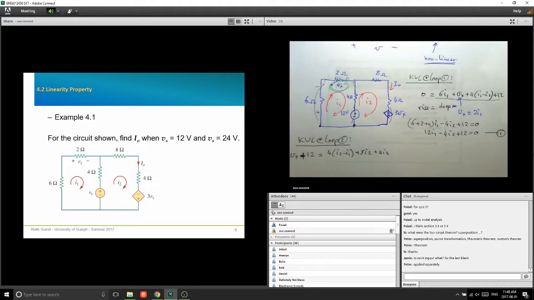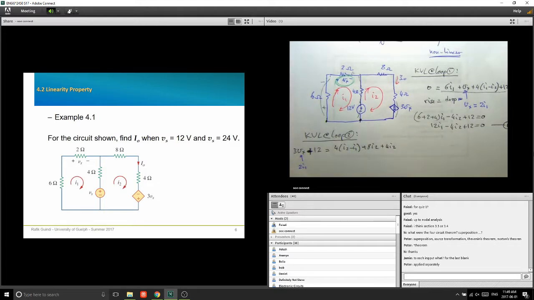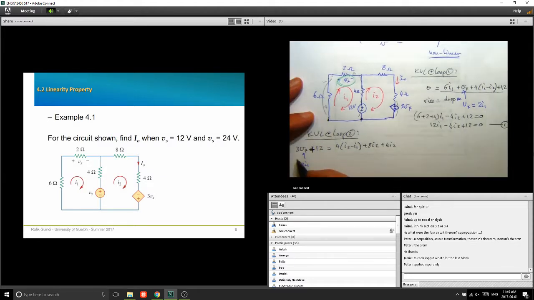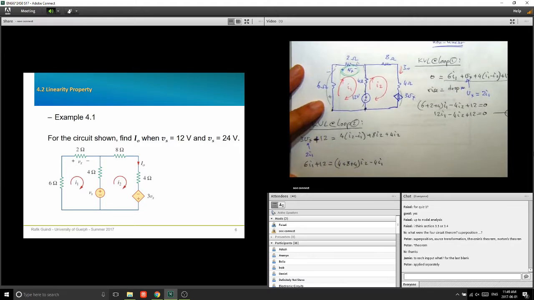Okay. And we already have decided that Vx is equal to I1. So my equation now is going to be 6I1 plus 12 equals 4 plus 8 plus 4I2 minus 4I1. So I'm going to have this equation: 6I1 minus, so I have here 10I1 minus 16I2 plus 12 equals 0. That's equation 2.